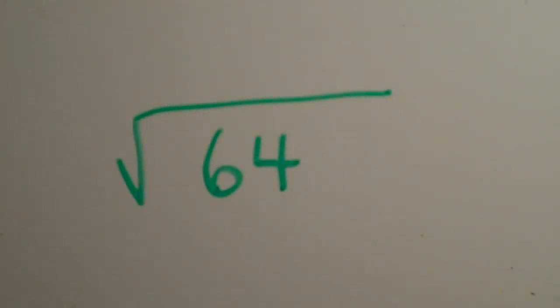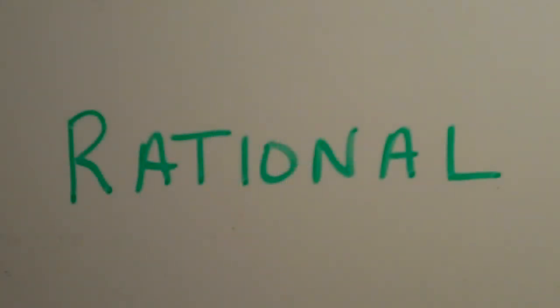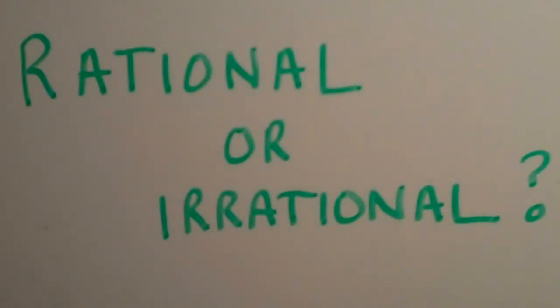Lastly, how about the square root of 64? Rational or irrational? Hopefully you said for the square root of 64 that it was a rational number. We know that the square root of 64 is 8. We know 8 is an integer, so therefore it is rational.